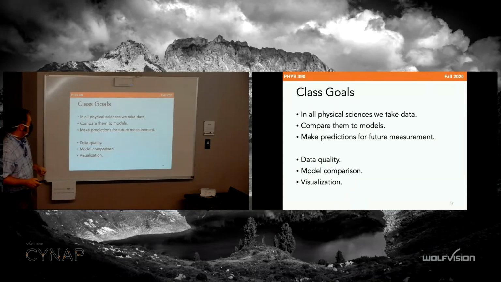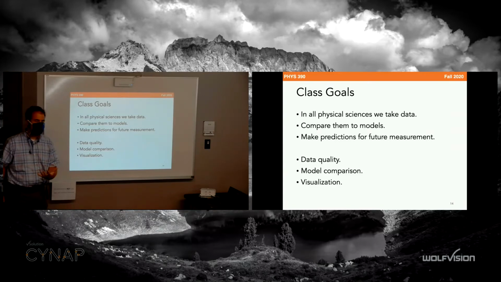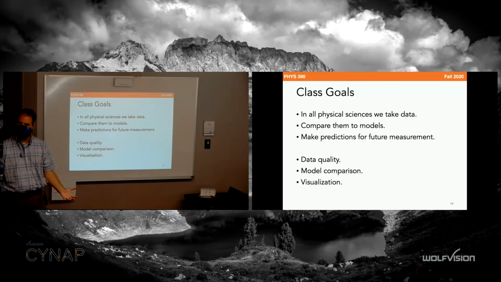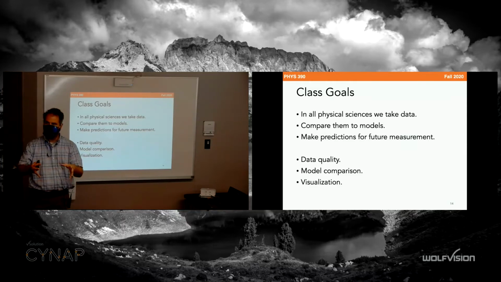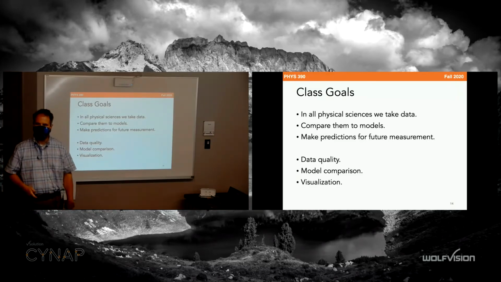So the class goals are, in all physical sciences, we take data. I can actually just scrap physical, right? Most sciences take data. We compare them to models, and then we make predictions for the future. So those are the 3 components that we're really going with. Data, modeling, prediction, because that's how the scientific method works, right? We've got data, we've got a theory, or a hypothesis that explains it, that's our model, and then we make predictions, and those predictions can then be tested. Data quality, model comparison, and visualization are key components in that, and so that's where we're going to focus.